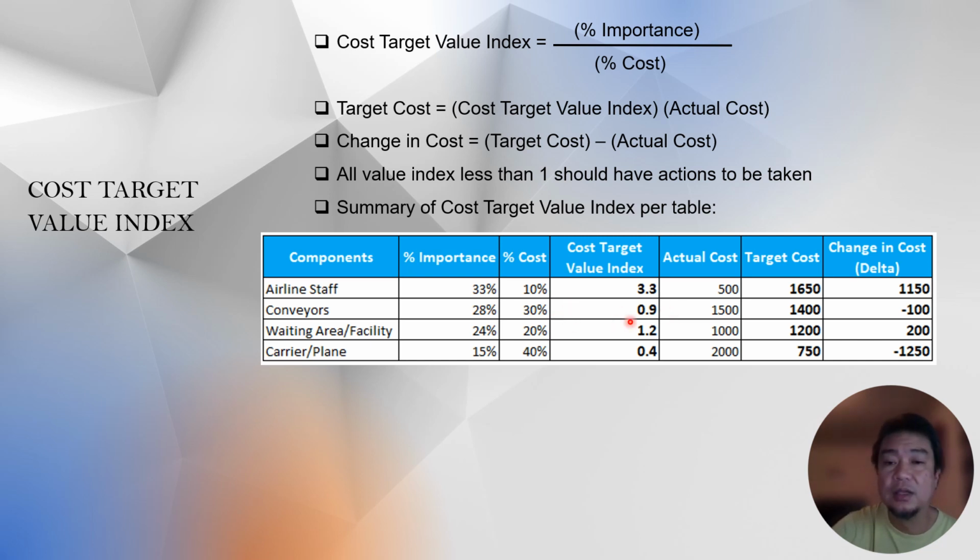Sorry. Yes, correct. You should have an action. So the action is to reduce the cost. Okay, so later on, we'll do that.